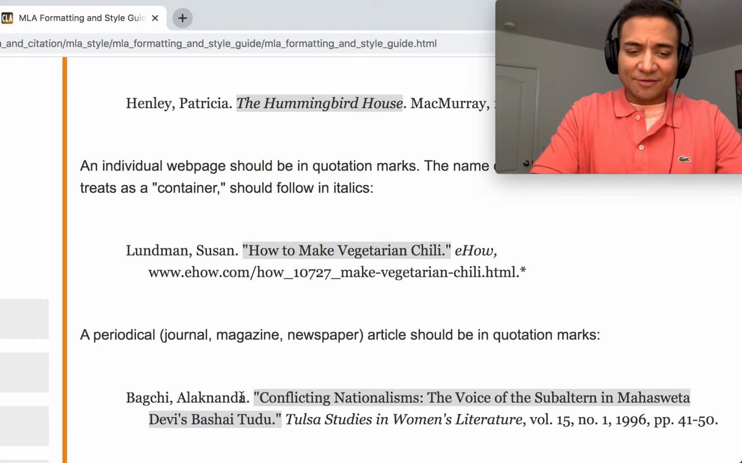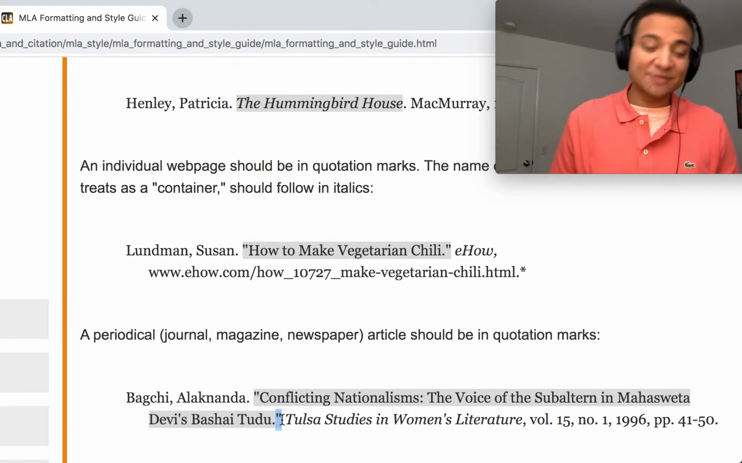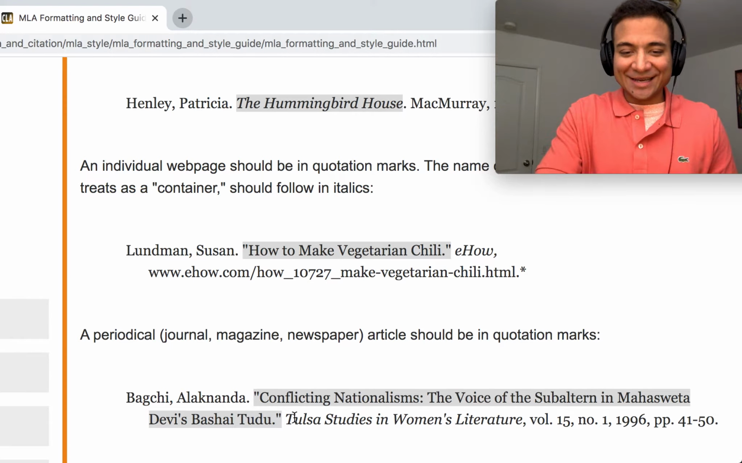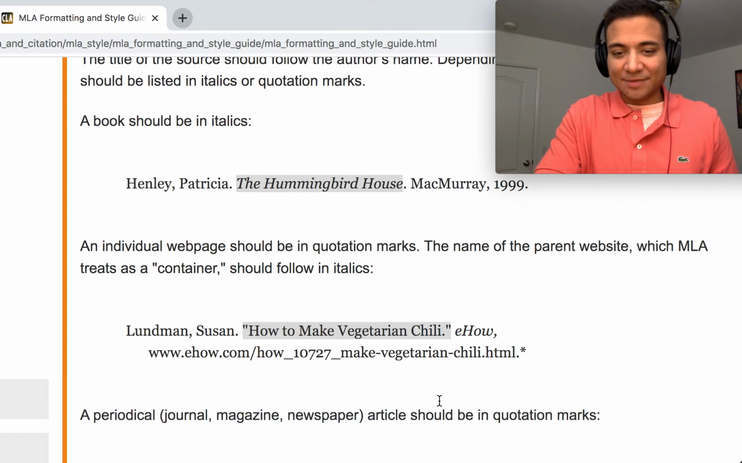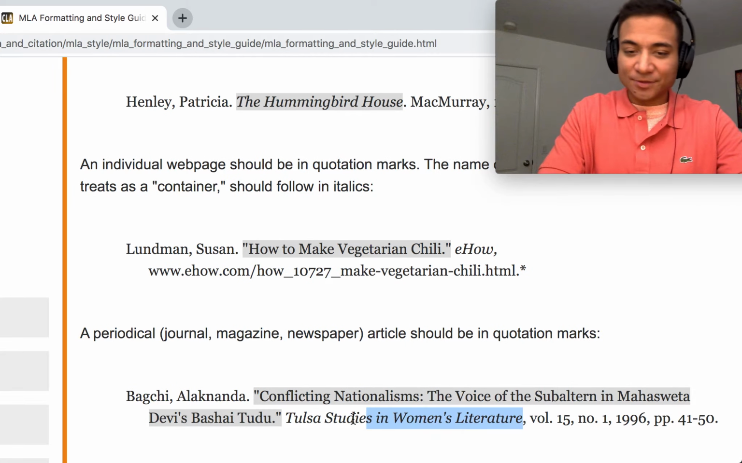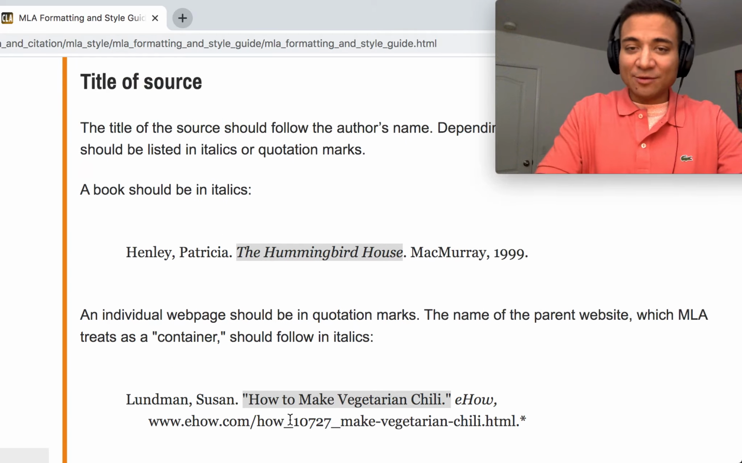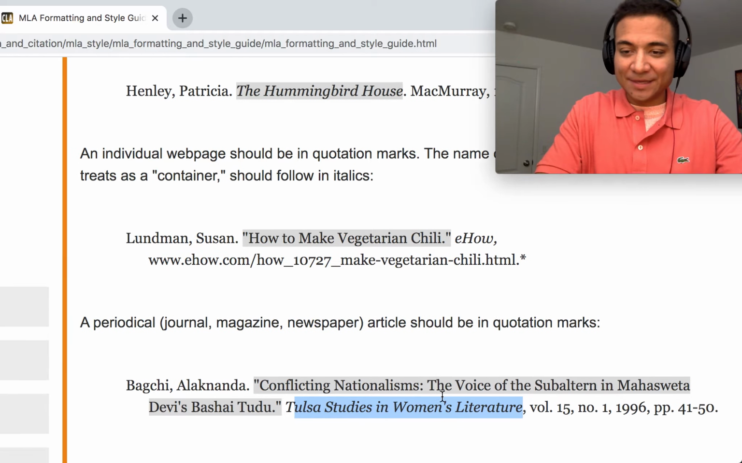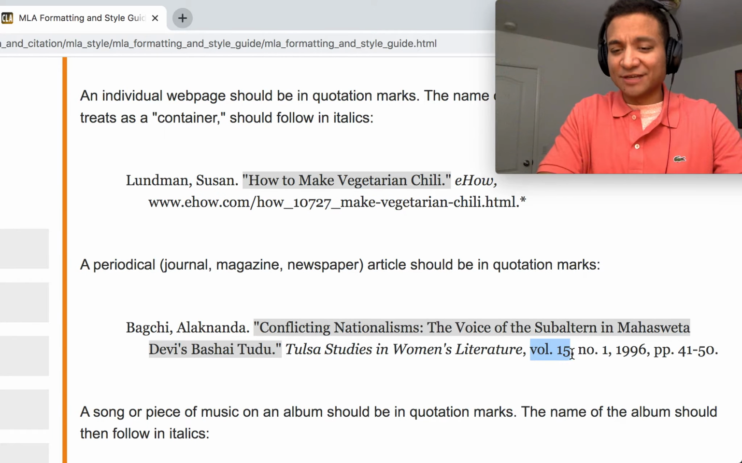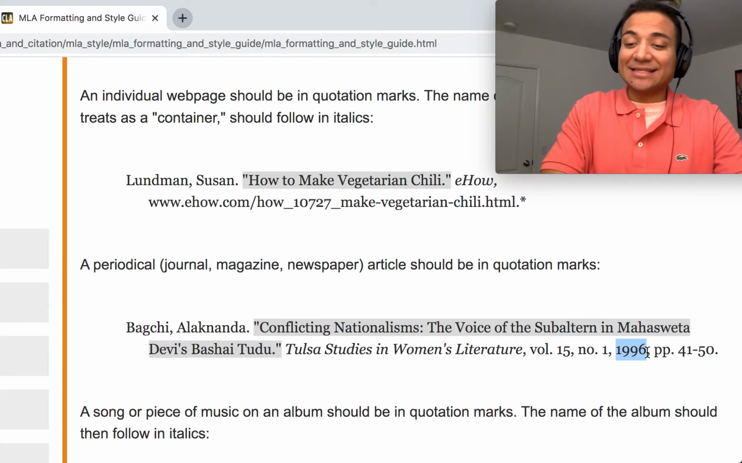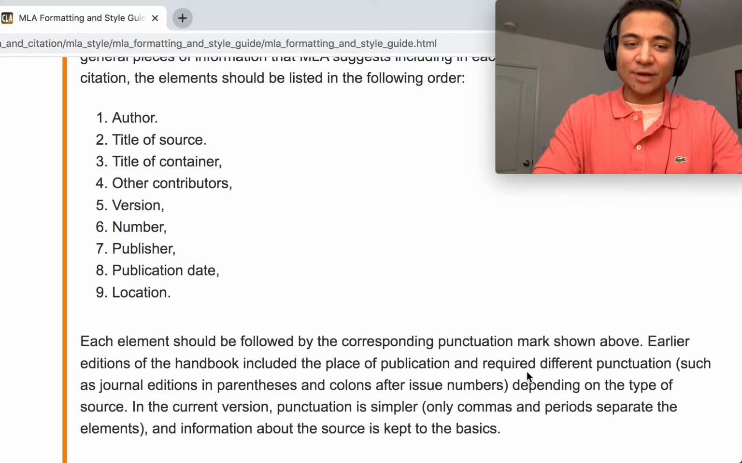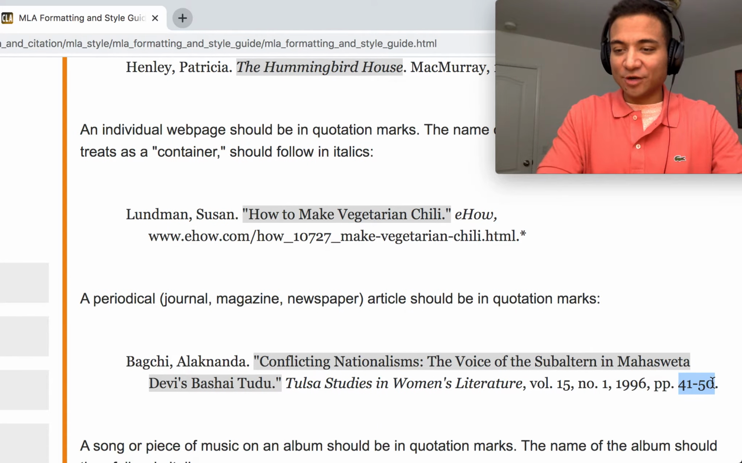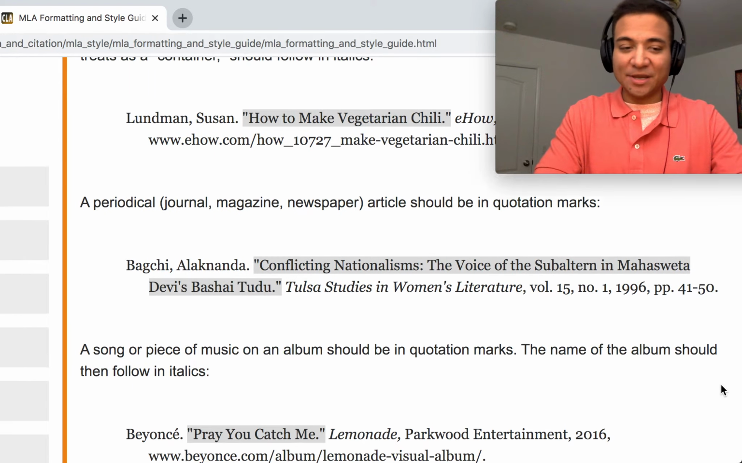So here we have our author, Bagchi Alaknanda, and here we have our source title, Conflicting Nationalisms, The Voice of the Subaltern. That's a mouthful. Here we have our container. See, title of container. In this case, that's the name of this journal, Tulsa Studies in Women's Literature. Then we have, remember we were talking about the number. So volume number, volume 15, because journals have volume numbers and issue numbers. Then the date of publication. Date it was made public. Then the page numbers, which are the location, right? In this case, we're using pages 41 to 50. Notice how it ends with a period, okay?